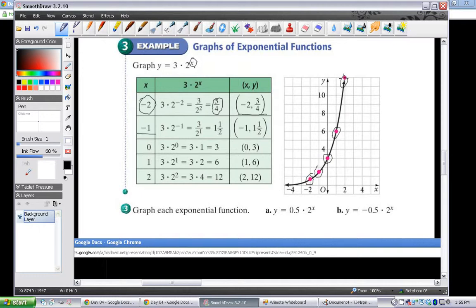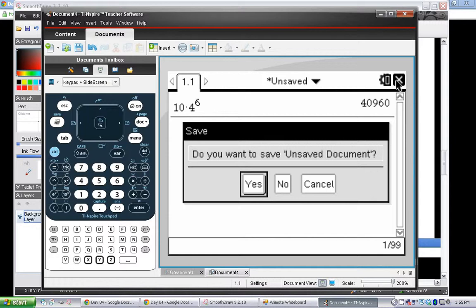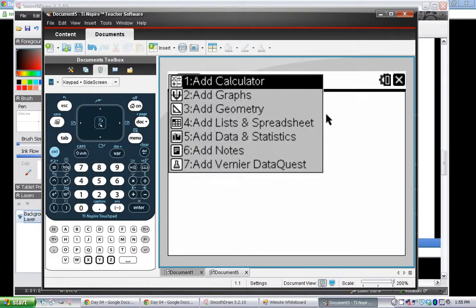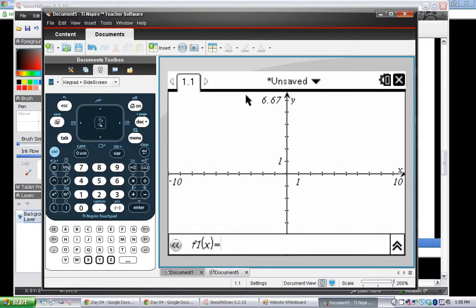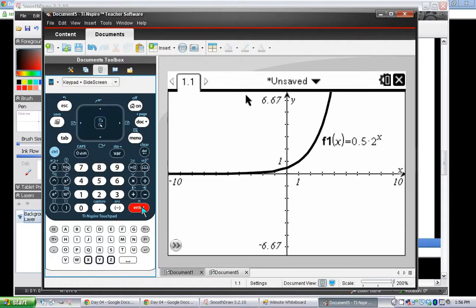and that's our exponential function. To graph these on your calculator is nothing different than we've done any of the rest of the year. Here we have 0.5 times 2 to the x. Let's look at that. So we have 0.5 times 2 raised to the x. And there's our graph for it. We can see that it crosses the y-axis right here at 0.5, and then it just goes on up from there.